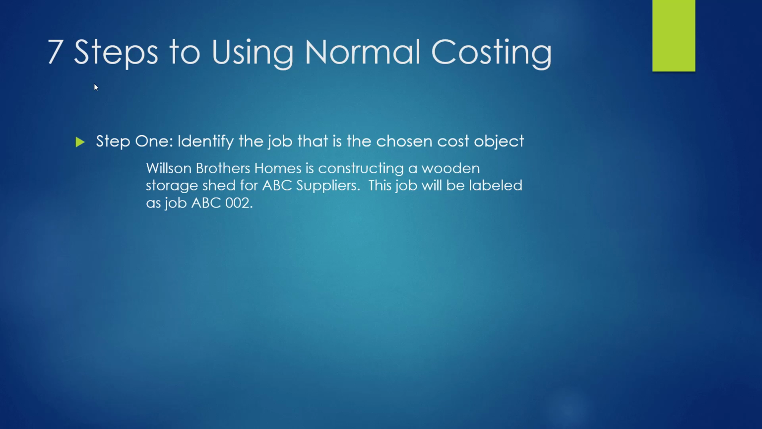So our job is that Wilson Brothers Homes is going to construct a wooden storage shed for ABC suppliers. Usually they have some kind of shorthand because it's a lot of work to say, we're building this shed for ABC suppliers. So you have a very succinct way to label your jobs. This job is going to be labeled ABC002.